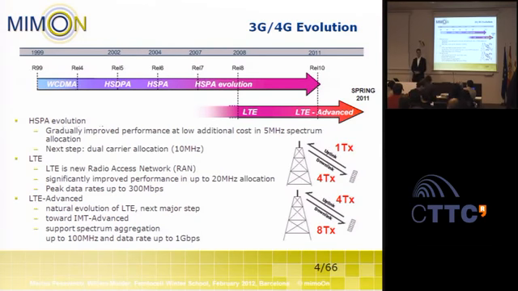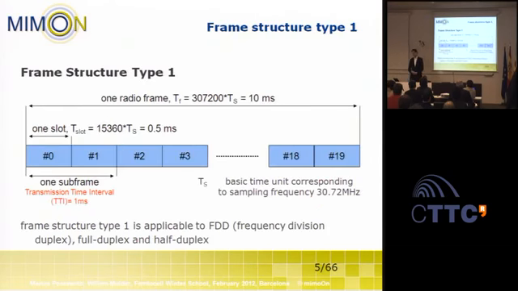In LTE, we see that we have in the downlink up to 4 spatial streams that are transmitted simultaneously. In the uplink, there's no MIMO specified. But then in LTE-Advanced, where the standardization was completed in spring of last year, we see that we have up to 8 spatial streams in the downlink, and in the uplink we have up to 4 streams.